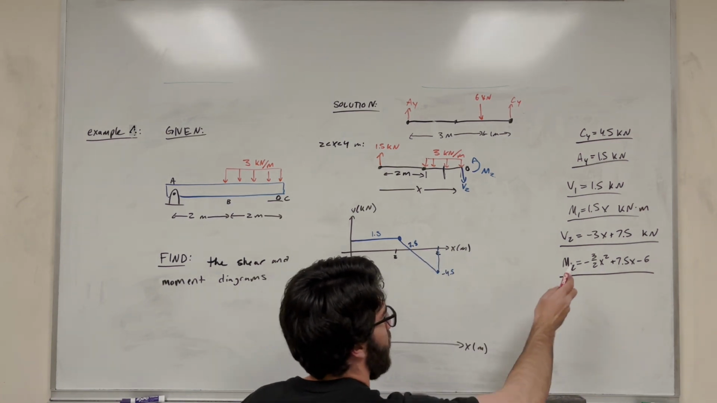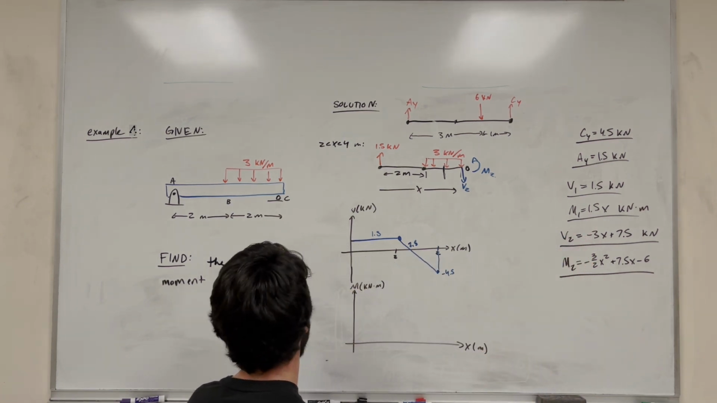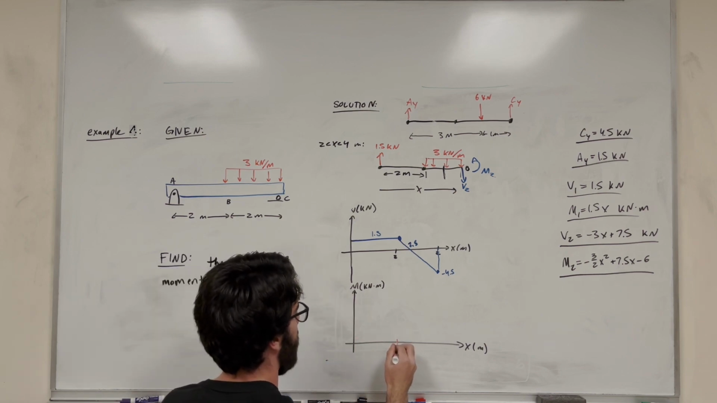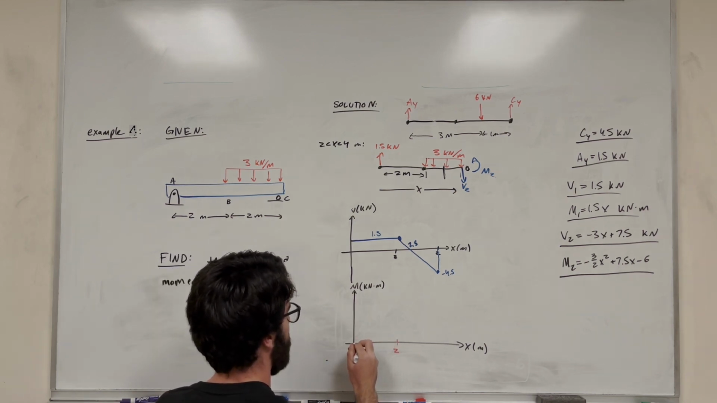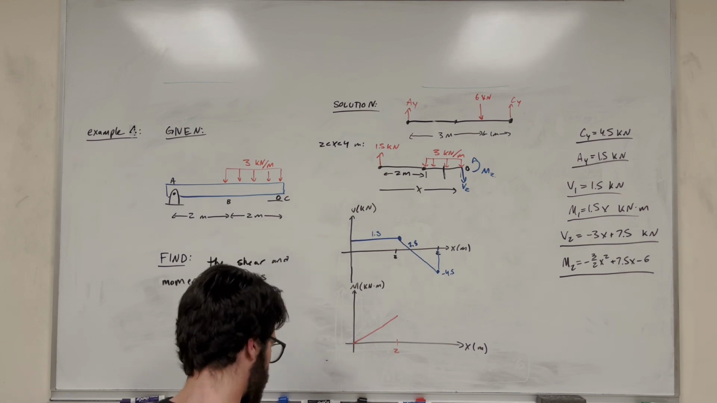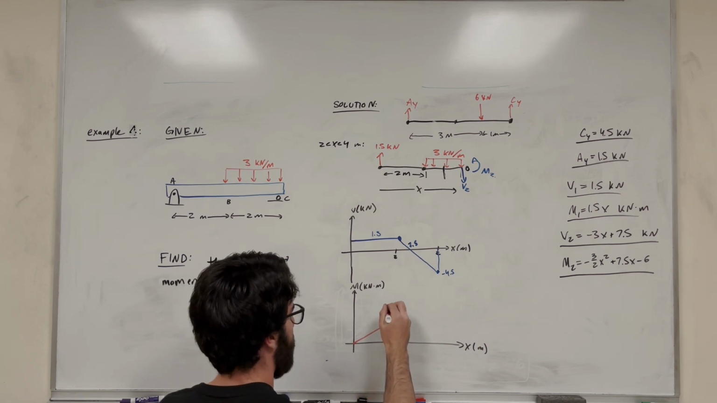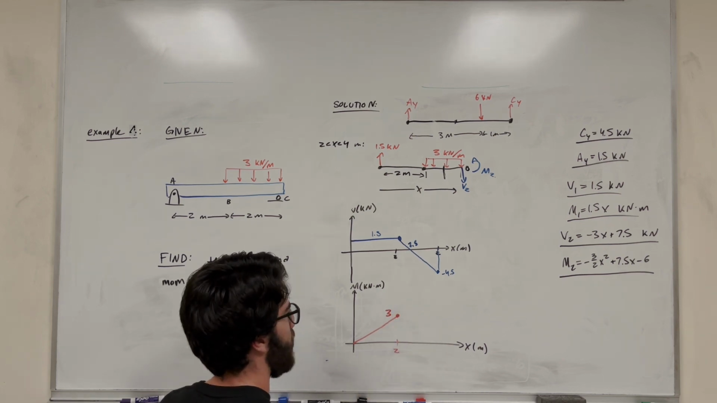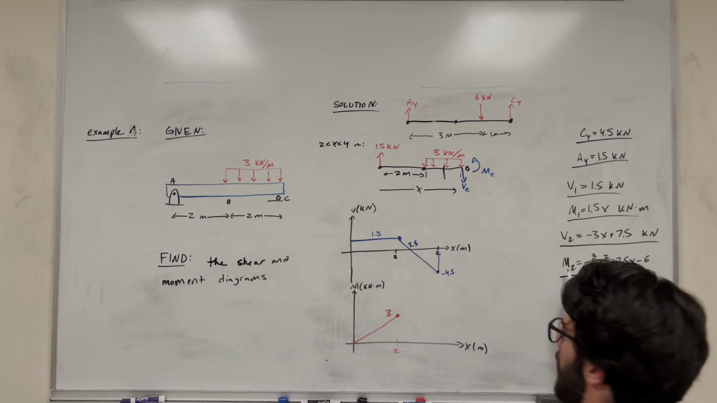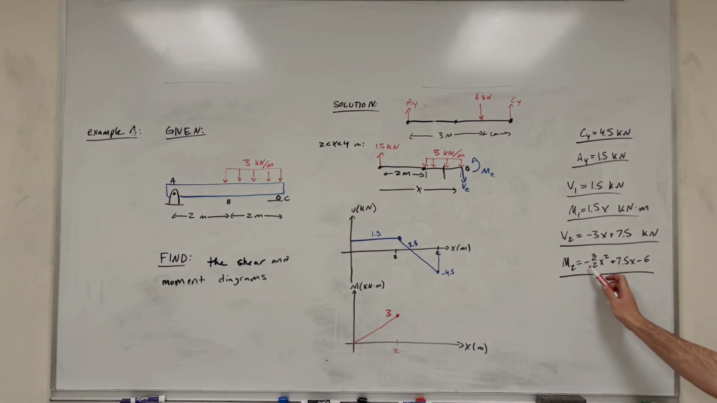So the moment starts out at 1.5x for 0 to 2 meters. That's pretty easy to draw. So we can go to 2, and this is going to go 1.5x, so of course it's just going to top out at 3. Then we don't know what's going to happen here. It becomes a downward facing parabola, negative 3 halves x squared plus 7.5x minus 6.